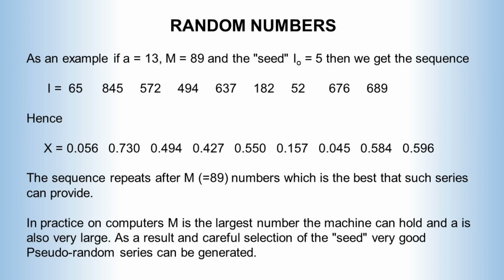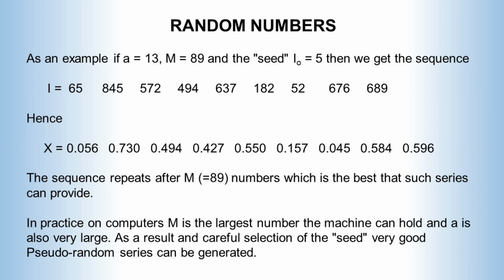To give an example, here a equals 13, m equals 89, and the seed equals 5, and then we get the sequence shown here. Actually, this sequence repeats after m, that is 89 numbers, which is the best that such series can provide. They cannot go further than the value for m. But beware, it's very easy to get the sequence to repeat in less than m, so care needs to be taken. Also, if we want millions of numbers, we need to ensure that m is at least in the millions.